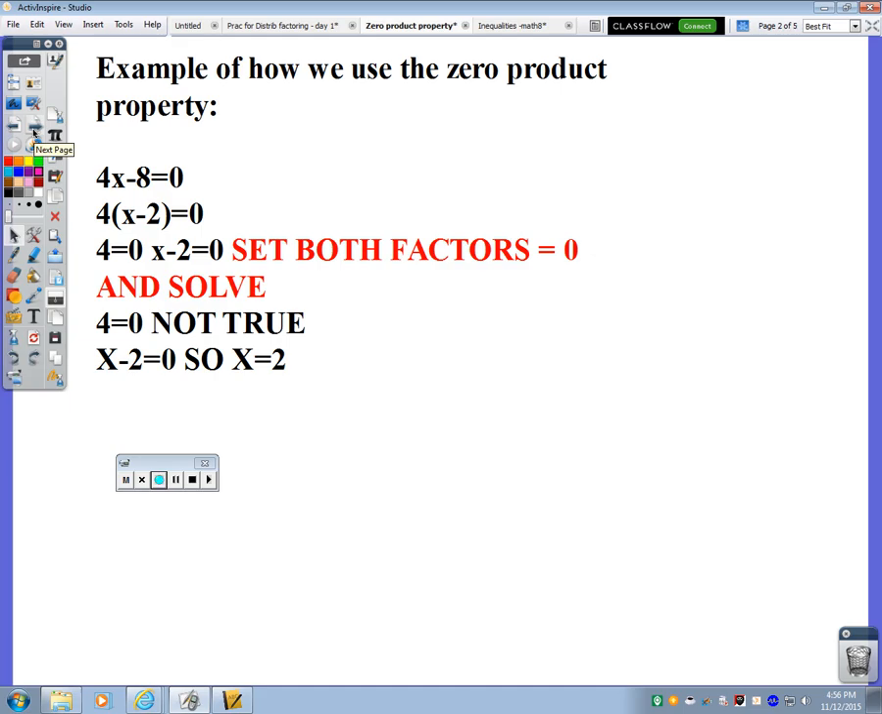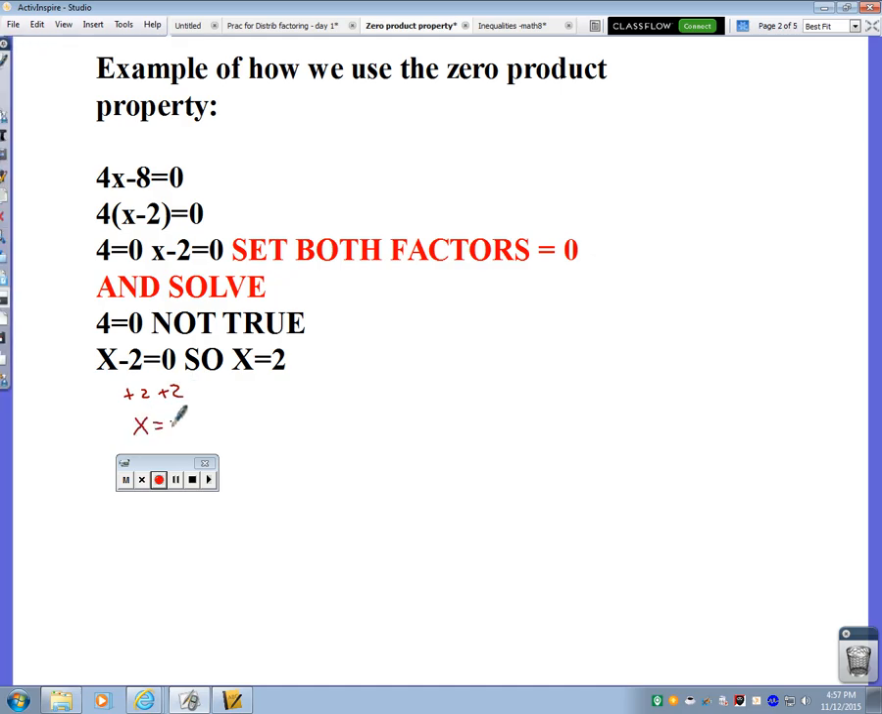Here's an example of how we use the zero product property. We're given the statement 4x minus 8 equals 0. So we factor out the 4 using distributive property backwards. And then we set both factors equal to 0 and we solve for each factor. Since 4 equals 0 is not true, we just ignore it. x minus 2 equals 0, so we know how to solve an equation, plus 2, x is equal to 2. So our solution is x equals 2.